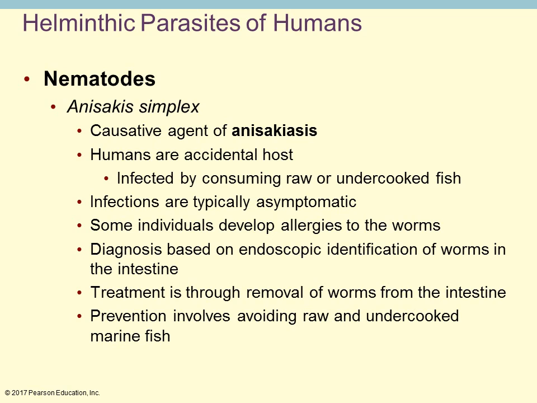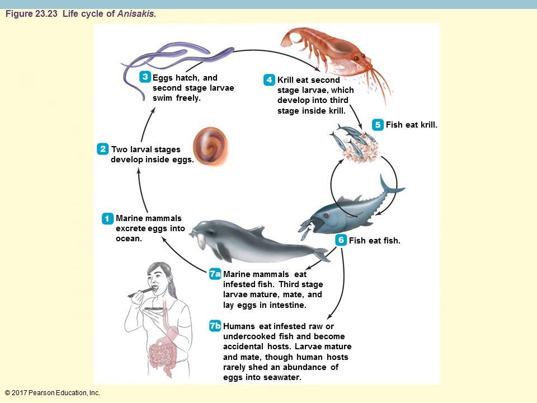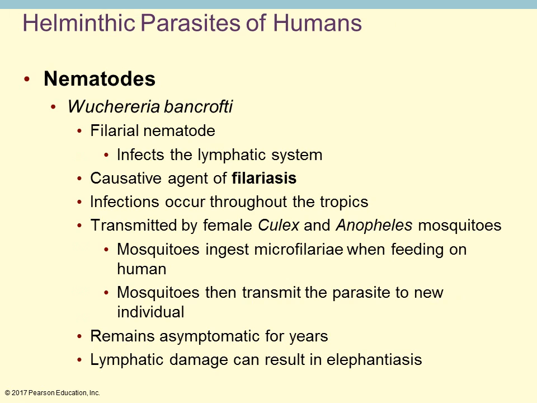Anisakis simplex. Humans can be a host, usually by eating raw or undercooked fish. Healthy individuals will be asymptomatic. Some people may eventually develop an allergy towards the worm. You would do diagnosis from identification of worms in the intestines. You need to remove it from the intestines. How do you prevent it? Do not ingest raw or undercooked fish. A life cycle here is shown.